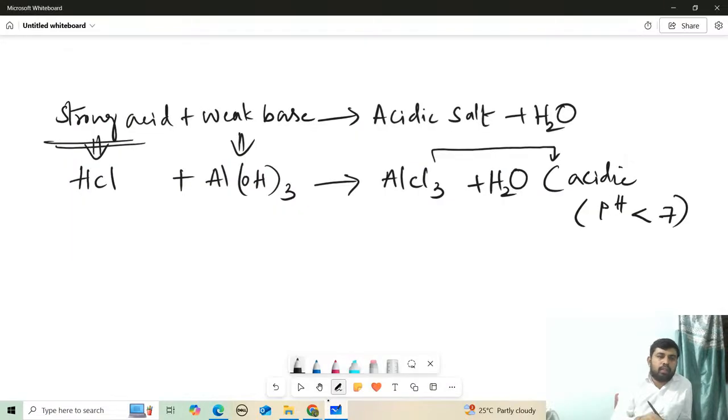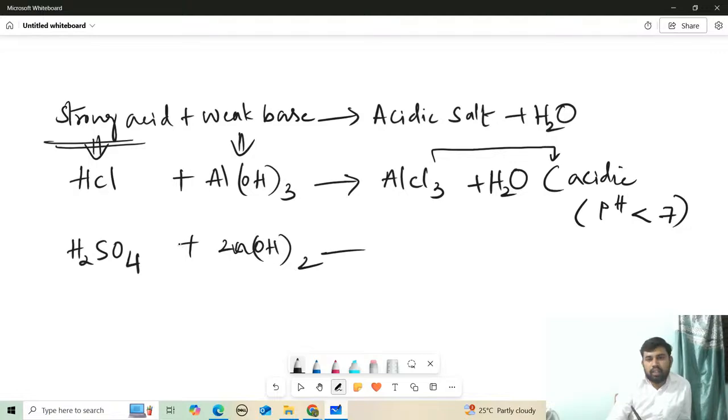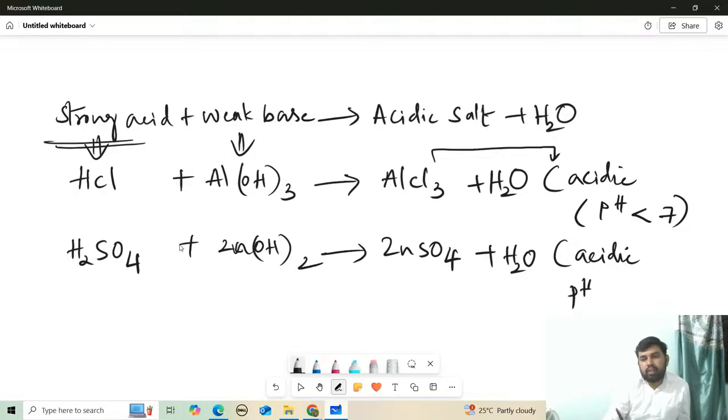Zinc sulfate. Again, we have a weak base, zinc hydroxide, taken twice, and we are using a strong acid, sulfuric acid. H2SO4 is a strong acid. The result will be ZnSO4 and we will get water. Again, the result will be an acidic salt. pH will be less than 7.